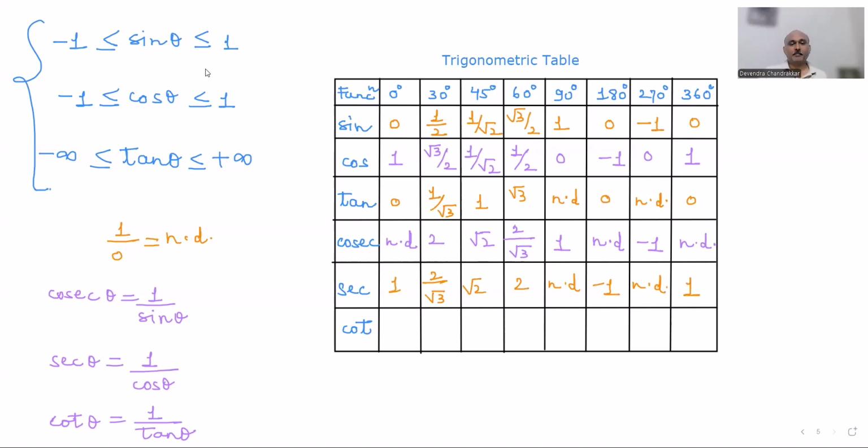The next. Cot theta. Cot 0. What will cot 0 be? 1 upon tan. So this is not defined. This is root 3. This is 1. This is 1 by root 3. This is 0. This is not defined. This is 0. This is not defined. I hope this is clear to all of you. Yes or no?